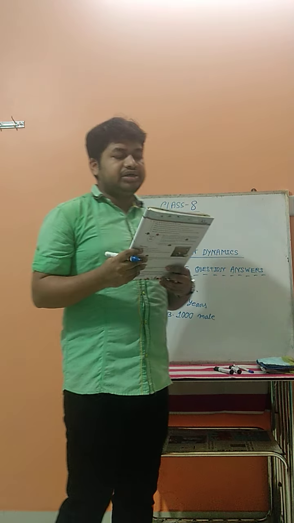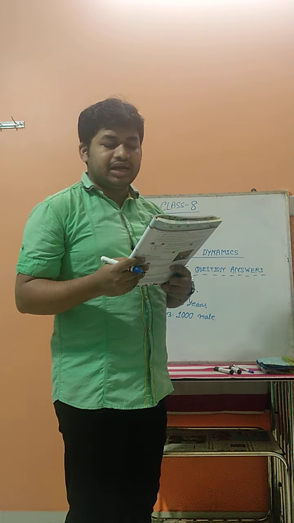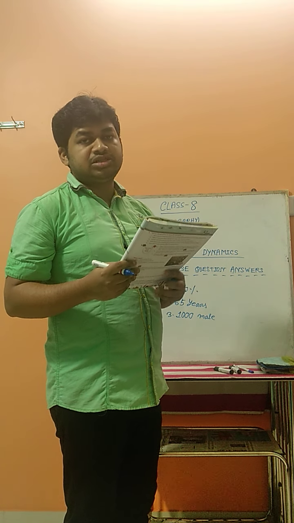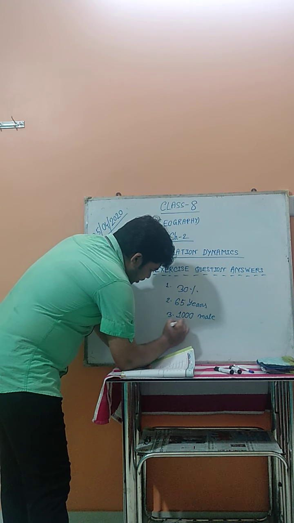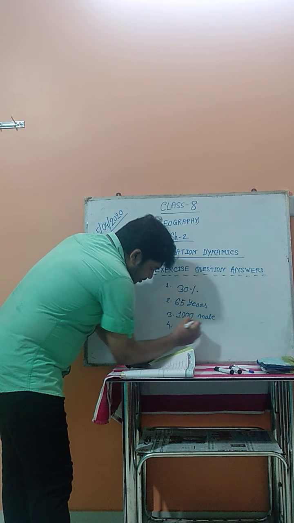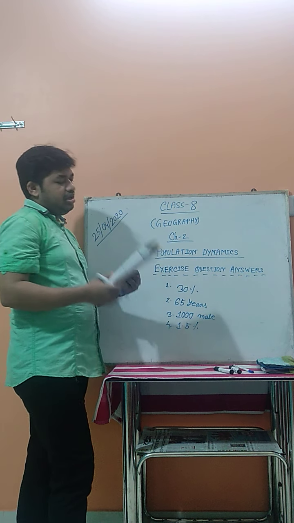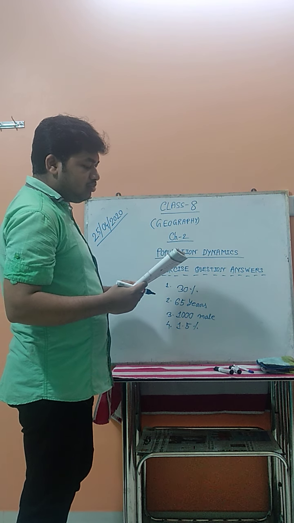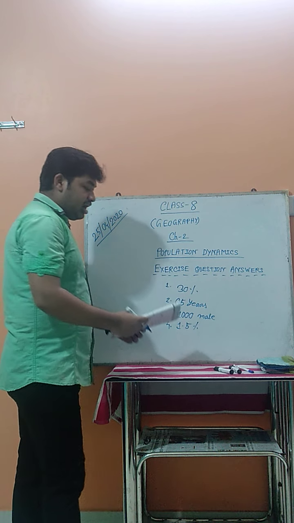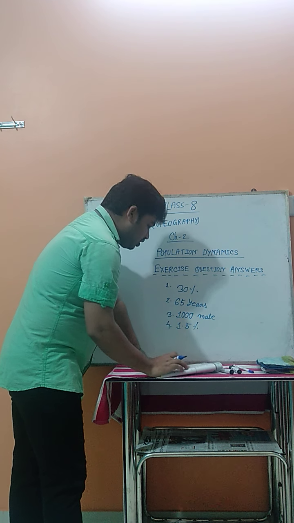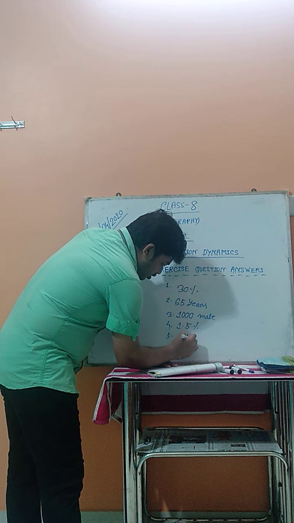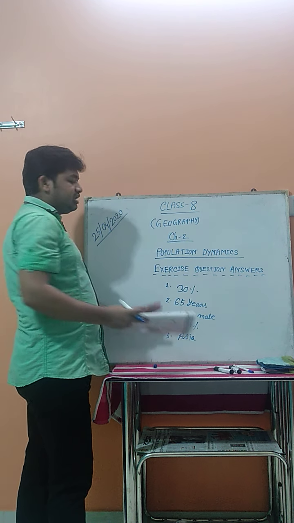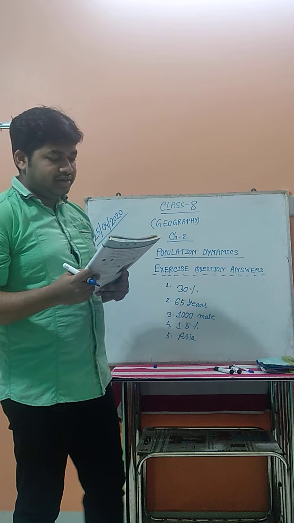Fourth is, the current growth rate of the world is around dash percent. How much percent is the current growth rate of the world? Just write 1.5%. Next, number 5, of the 10 most populous countries, 6 are located in dash. What is the sixth populous country? That one is Pakistan, located in the Asian continent. Okay, so these are the answers for the first one, number A.